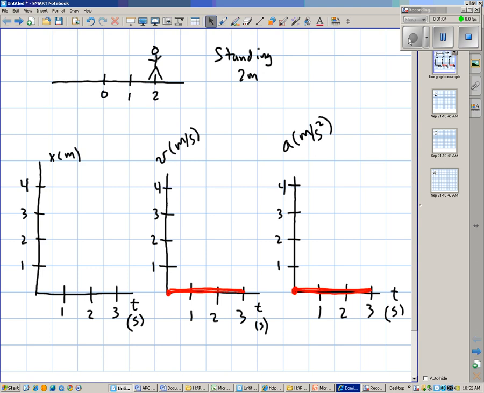And their position stays right at 2 meters. So we know this line is straight across horizontal, because after 1 second, the person's still at the 2-meter point. After 2 seconds, still at the 2-meter point. And 3 seconds, still at the 2-meter point. So we have these three graphs that show this person's position.